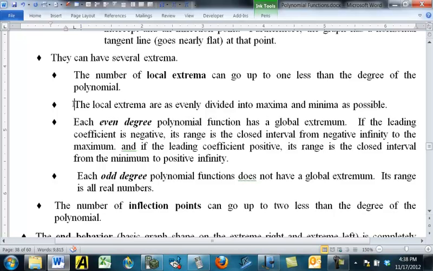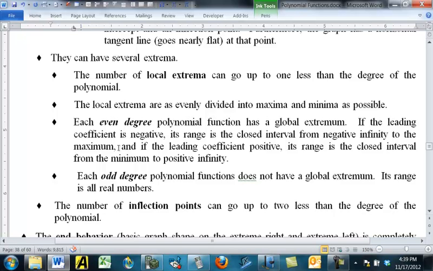Each even degree polynomial function has a global extremum. If the leading coefficient is negative, then the arrows point down on both ends, and so the range is from negative infinity up to and including the y-coordinate of the maximum. And if the leading coefficient is positive, the arrows point up on the right and the left, and the range is the closed interval from the y-coordinate of the minimum up to positive infinity.